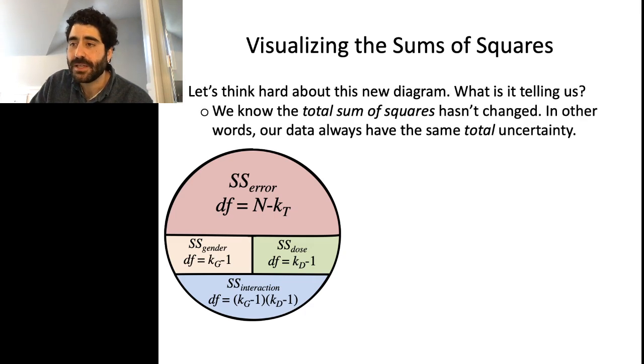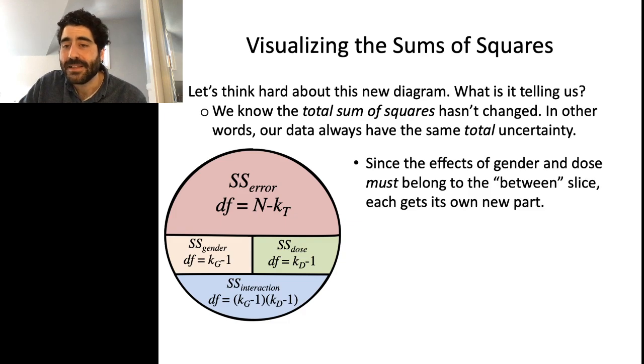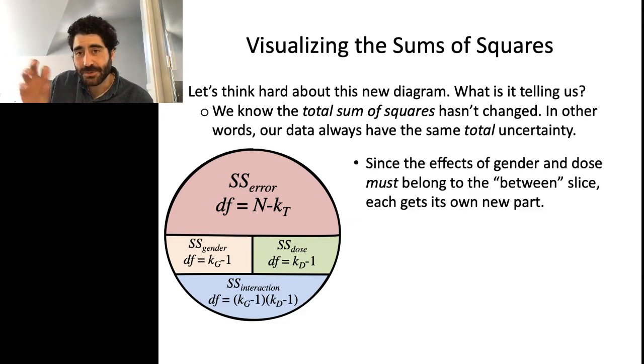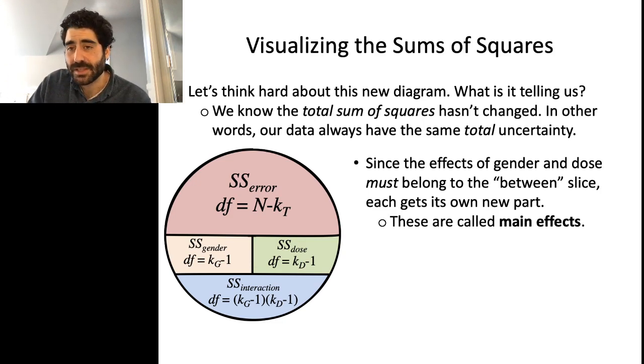Okay, so just some reminders here, right? The total sum of squares hasn't changed. The size of the circle is still the same. And the terminology here in these new pieces we've put in the SS between part, the pieces that are related directly to a group are called the main effects.